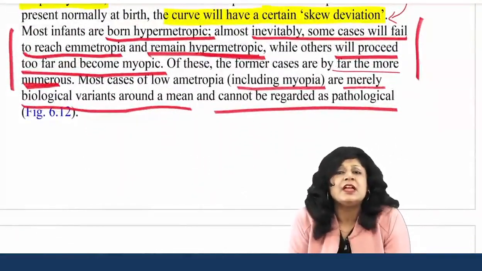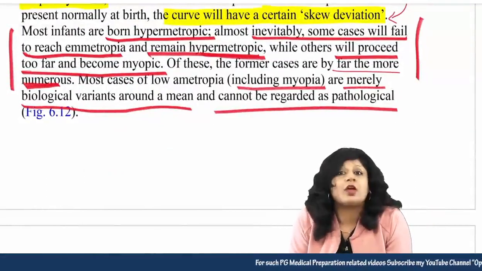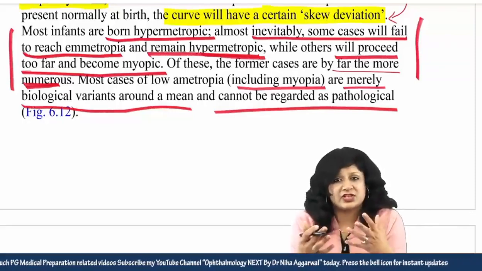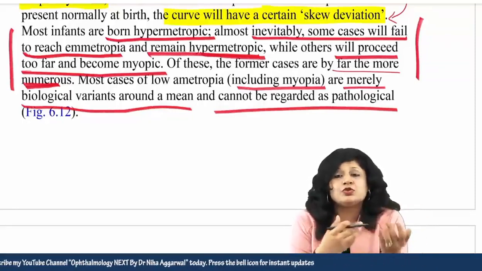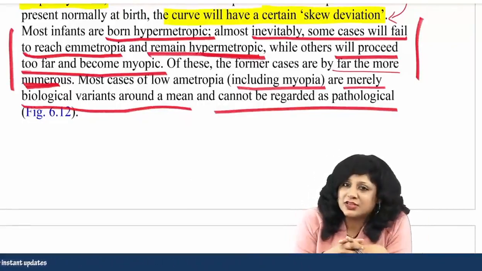So mostly what you are getting is the simple refractive errors. Mostly we do not get the pathological variants. Pathological variants means when you have got overstretching, like we get in high myopia. So usually what we are getting is the simple refractive errors, which are just the biological variants.